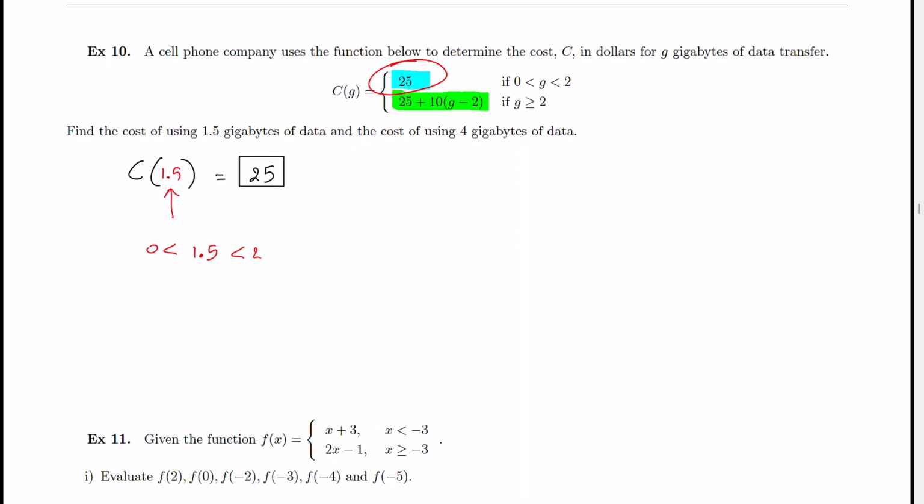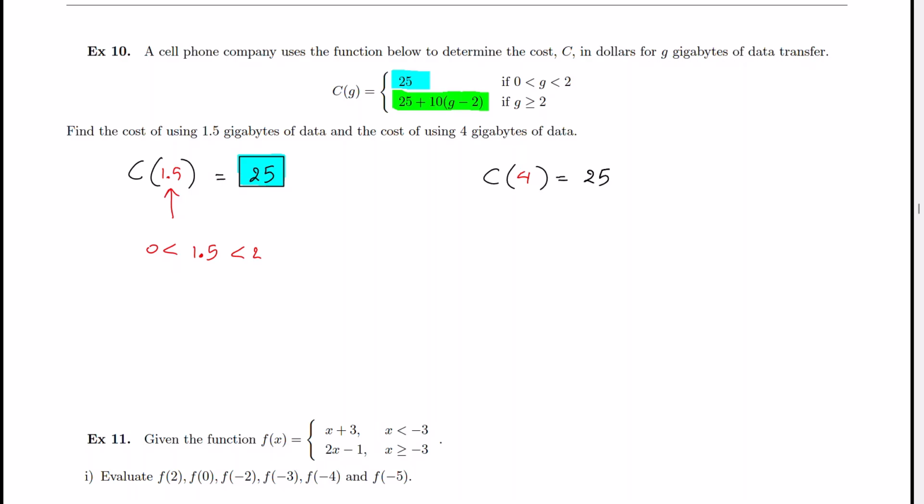So I'll have to pay $25 if I use 1.5 gigs of data in my cell phone plan. That's because the number that I'm inputting is a number between 0 and 2. Now, if I decide to go over the limit of 2, and I want to know how much it will cost me to use 4 gigs of data, then now the formula changes.